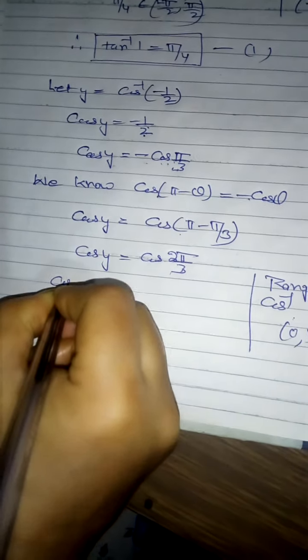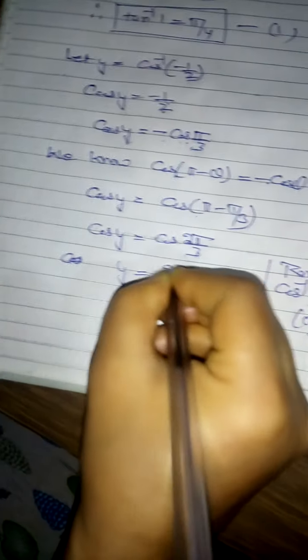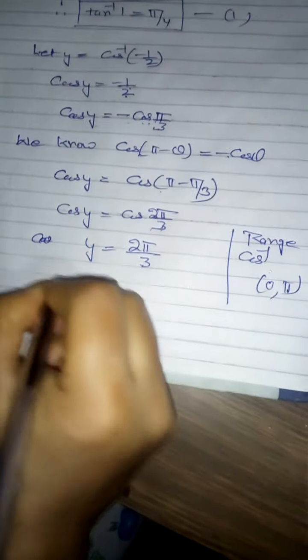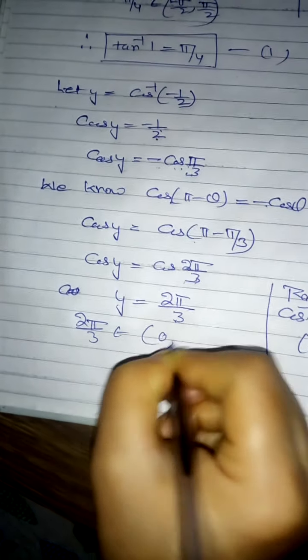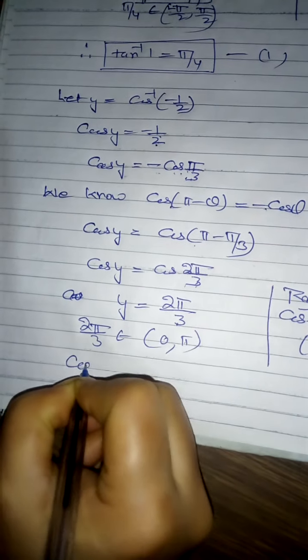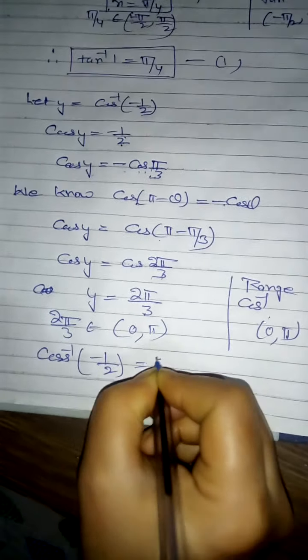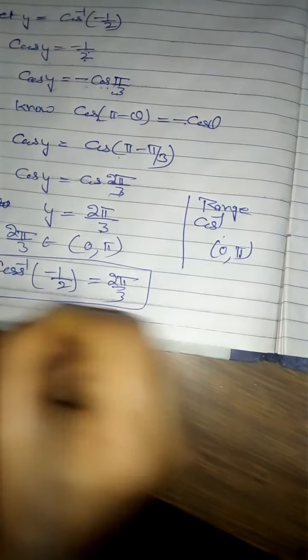Now cos y is equal to cos of 2 pi by 3, so we can write y is equal to 2 pi by 3, and 2 pi by 3 belongs to 0 to pi. Therefore the value of cos inverse minus half is equal to 2 pi by 3. This is the second equation.